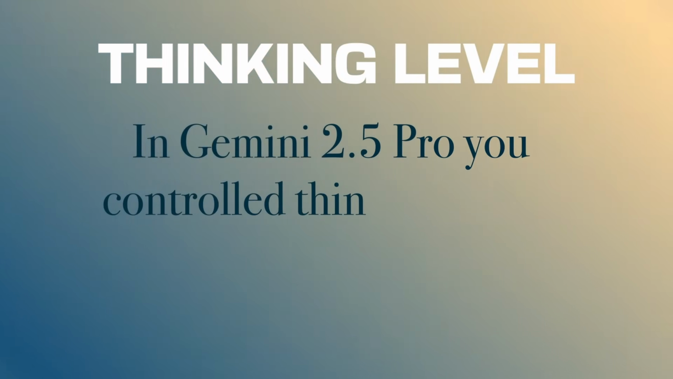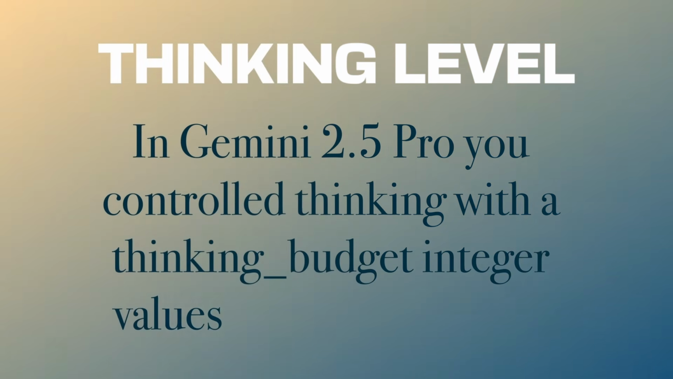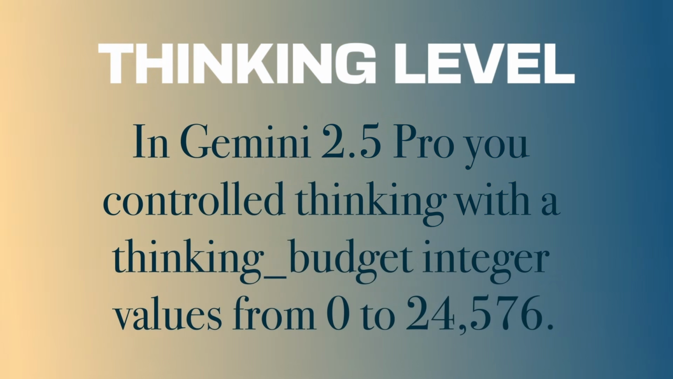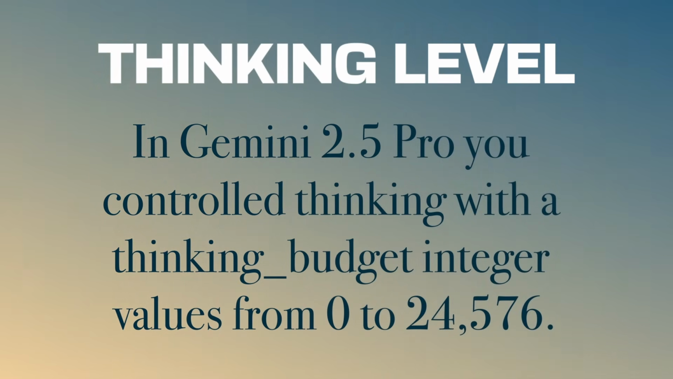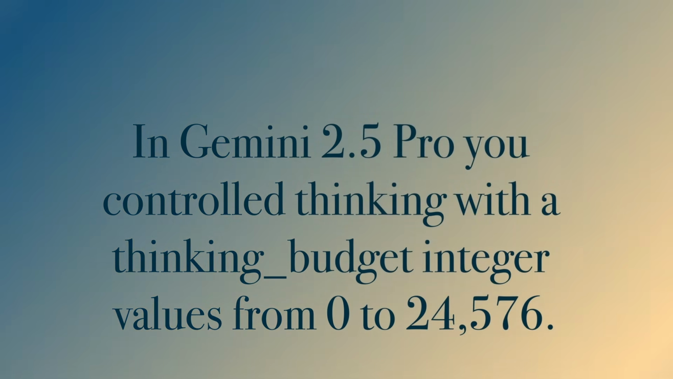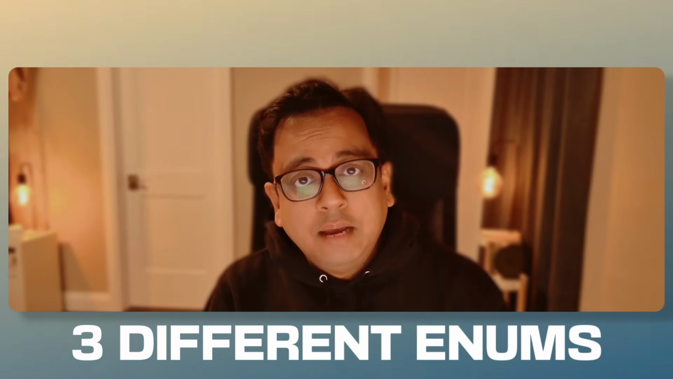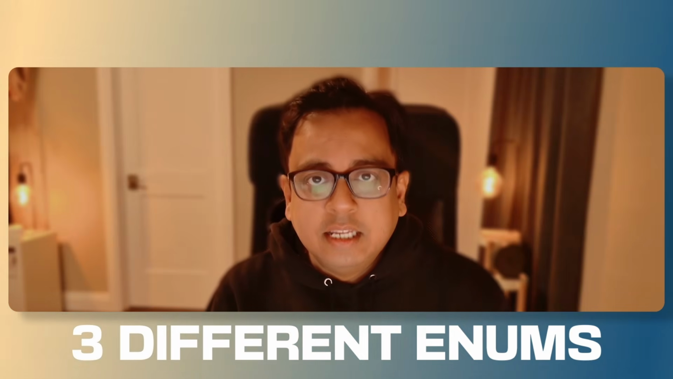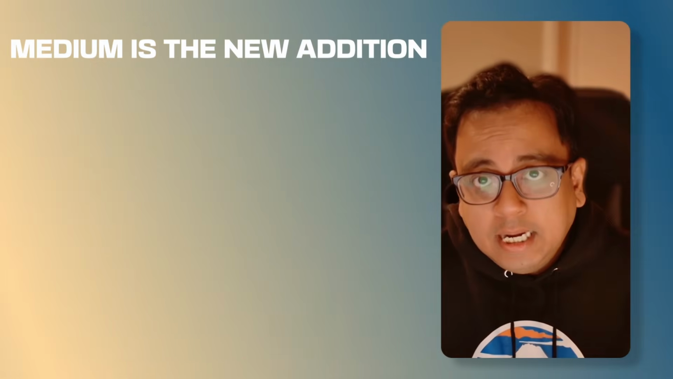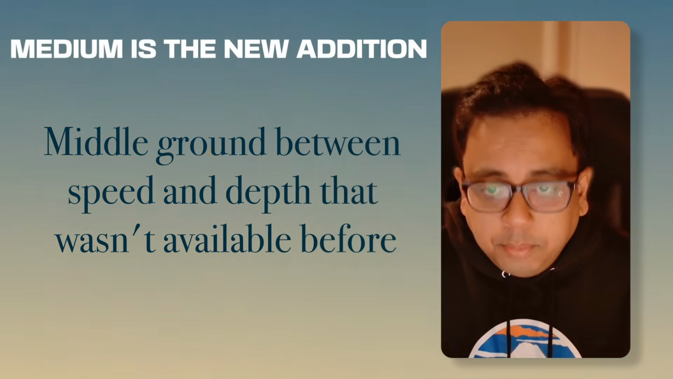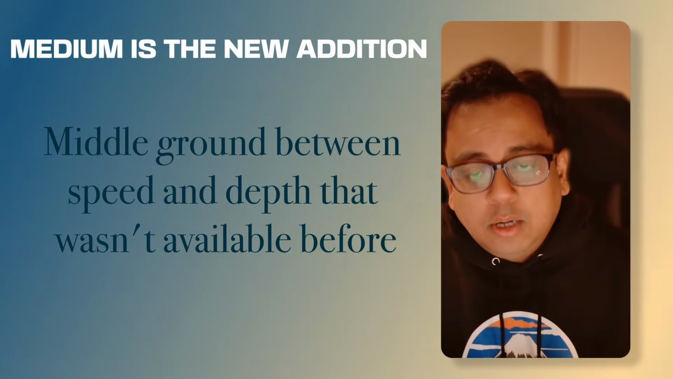So the first feature which I am going to talk about is none other than the thinking level API. So in Gemini 2.5 Pro, you control thinking with a thinking budget integer, which value ranges from 0 to 24576. But in Gemini 3.1 Pro, Google introduces a much cleaner approach, enum. So now we have three different enums for three different thinking levels. Medium is a new addition in 3.1. It gives you a middle ground between the speed and the depth that wasn't there before.